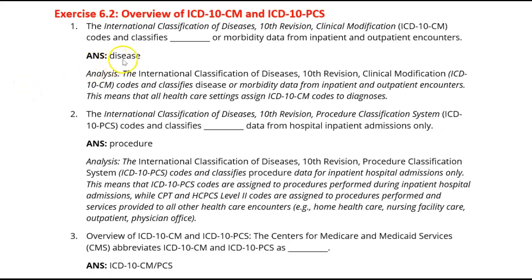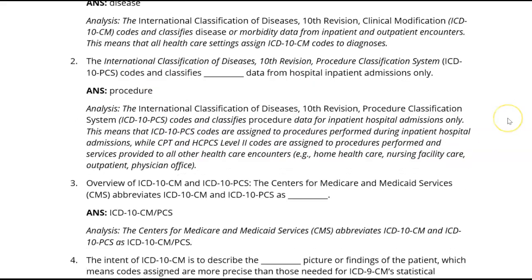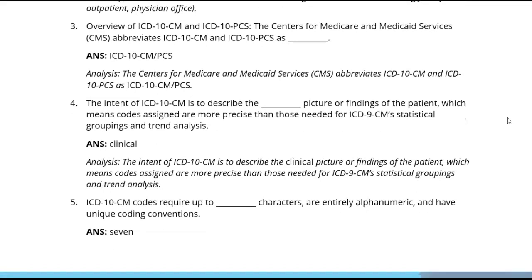So, number one, it should have been disease. Two is procedure. Remember, PCS is inpatient procedure. You won't have to deal with that. And one thing you can do, you can always abbreviate this, so keep that in mind. Number three is ICD-10 CM PCS.